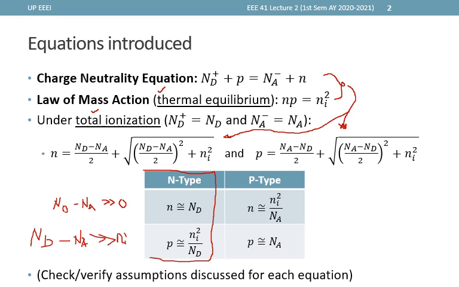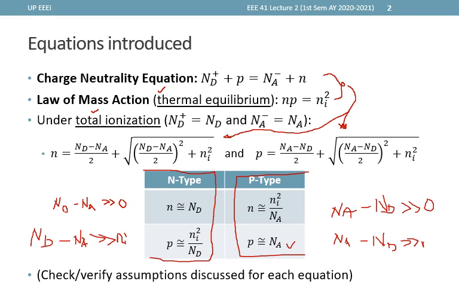For p-type, the one here on the right, we can start with p is approximately Na, and then with law of mass action, n is just ni squared over p, but p is already approximately Na, so n is just approximately ni squared over Na. So this one assumes that Na minus Nd is much greater than 0, and also Na minus Nd is much greater than ni.